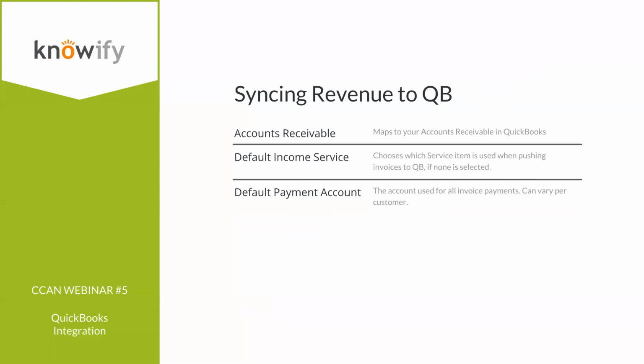It's very similar when it comes to revenue. We have an accounts receivable that maps to accounts receivable. And instead of a default income account, it actually asks for a default income service. This is because QuickBooks will require a product or service on each line of the invoice. Since Knowify doesn't require a product or service when creating a contract or an invoice, you need to set the default that says, well, QuickBooks needs to use some item, so if you don't use one, which one do you want us to assume it is?